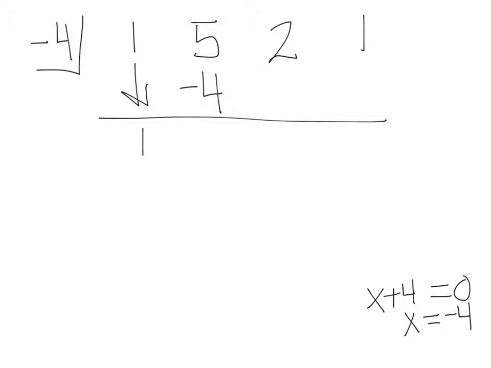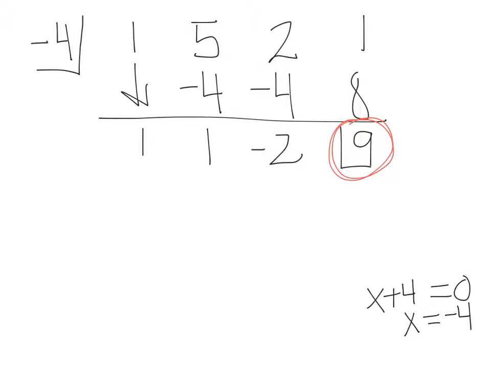Add 5 plus negative 4 together and you get 1. 1 times negative 4 is negative 4. Add these together and you're going to get negative 2. Negative 2 times negative 4 is going to be an 8. 8 plus 1 is 9. This thing that I'm circling in red right here, this 9, is your remainder, and that's what you should have gridded for number 3.